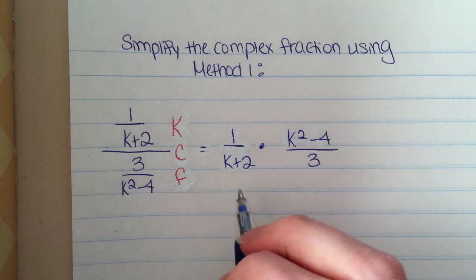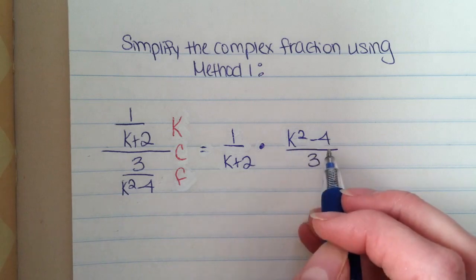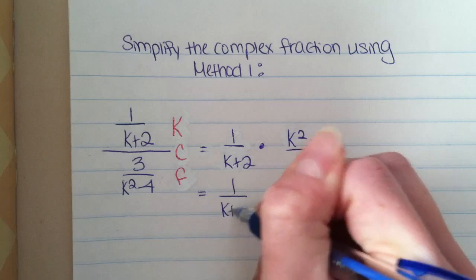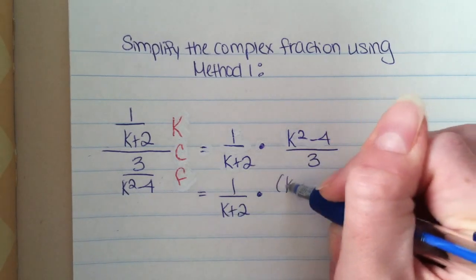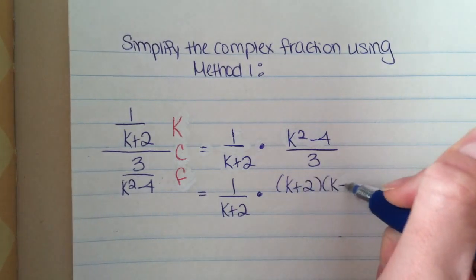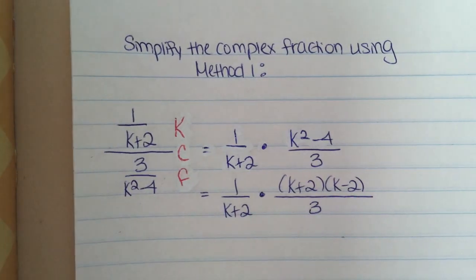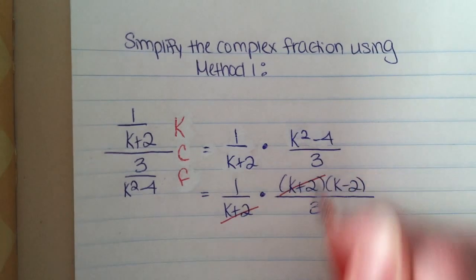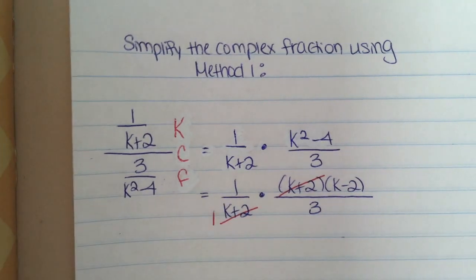Now, in order for us to simplify our expression, I need to simplify k squared minus 4 first by factoring the difference of perfect squares expression. So the first expression does not change, so it's still 1 over k plus 2 times k squared minus 4 gives me k plus 2 times k minus 2. That's all over 3. Now, to simplify rational expressions, you have to have the same exact expression on top and bottom, which we have here. We have k plus 2 and k plus 2. So those cancel each other out. And down here we're left with a 1.